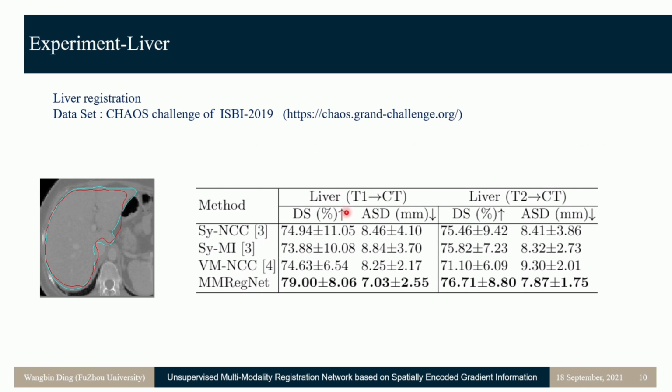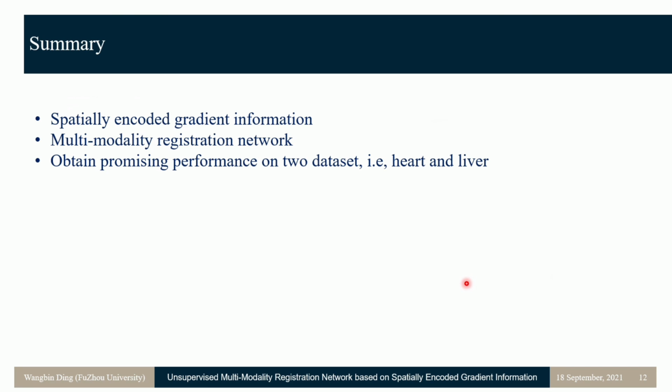This table presents the Dice and the ASD results of different methods on the CHAOS dataset. We can see in this dataset, our method obtained a promising performance.